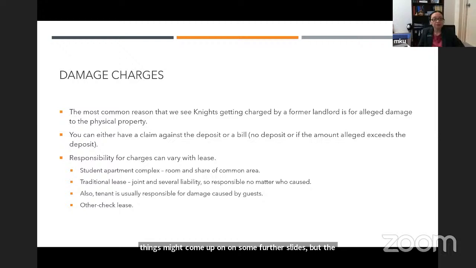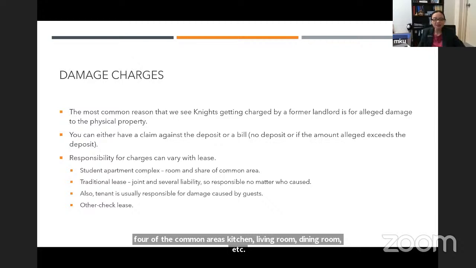I think some of these things might come up on some further slides, but the damage charges can vary with the lease. On the slide here, there are four sub-bullet points that talk about a few different types of leases. For a student apartment complex, particularly the ones close to campus, you may be sharing a 4-bedroom, 4-bath apartment with other students. You're responsible for your room, your bathroom if you have your own, and then a share, a quarter share, theoretically, if it's a 4-4, of the common areas: kitchen, living room, dining room, etc.